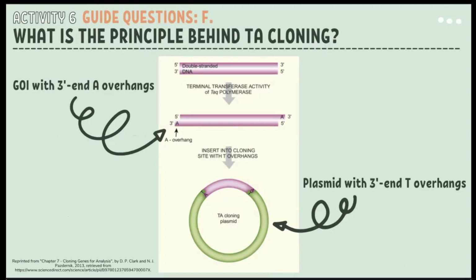For the last question, what is the principle behind TA cloning? So the TA cloning technique takes advantage of the fact that adenine and thymine bases do pair with each other, and that some polymerases, such as Taq polymerase, leave 3' A overhangs on PCR products. With this, the gene of interest can be ligated to a linear vector that contains the complementary overhang, which is the T overhang.